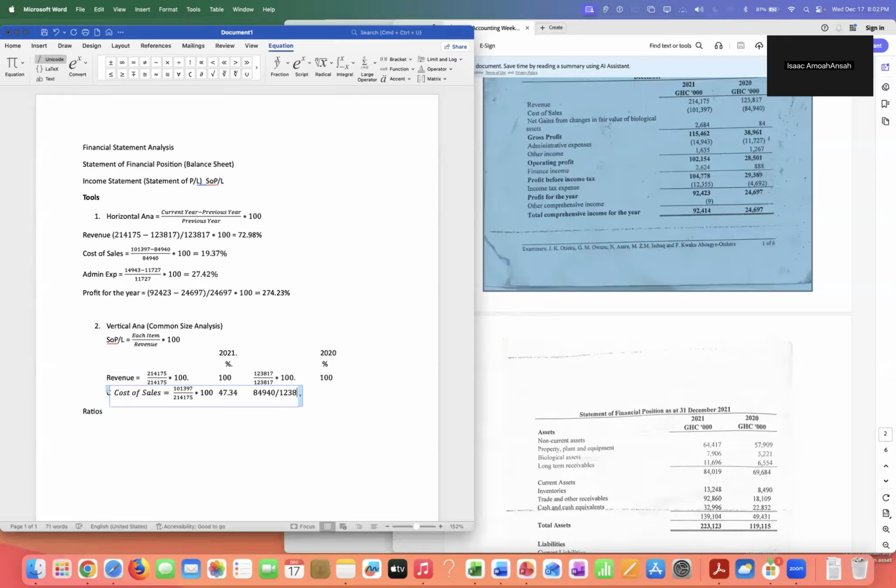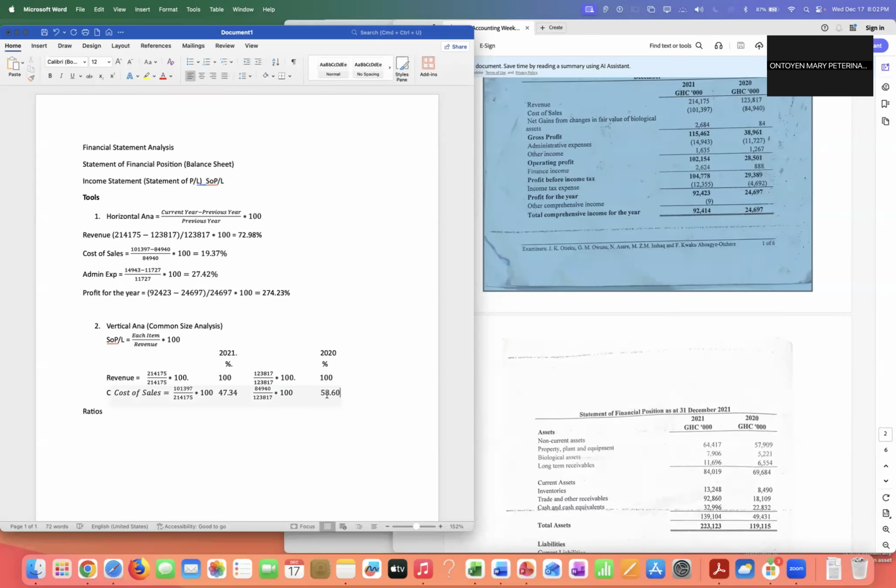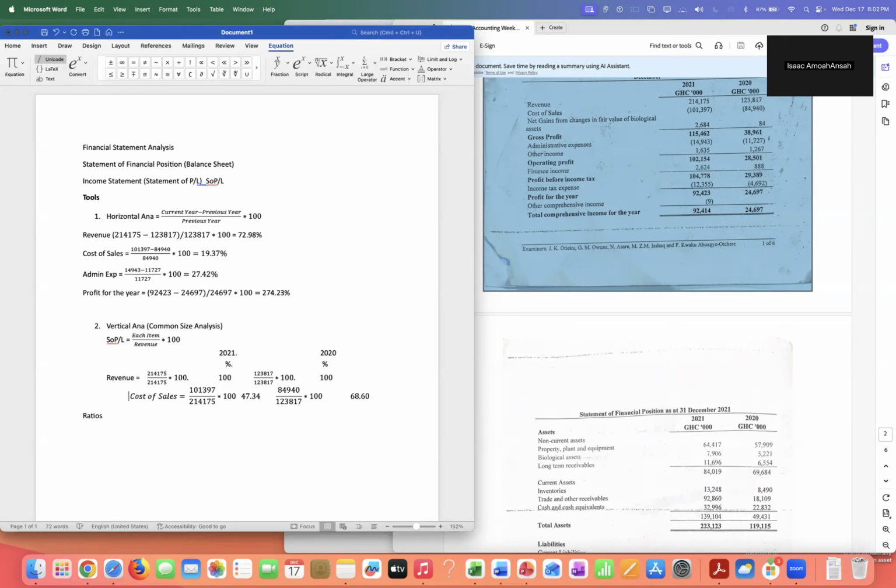So what I advise is that in the context of an exam, you try to generate all the 2021 figures first before you pick up the 2020 figures, right? So that you don't make any mistake whatsoever. Okay, so what do we get? I overheard someone mention the answer: 58.60%. Okay. So that is it. It's very, very simple.